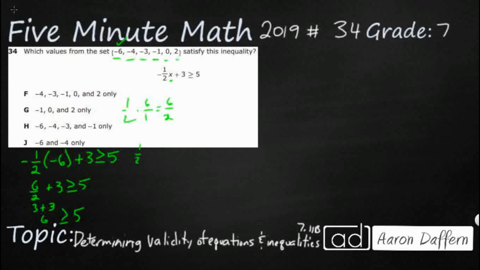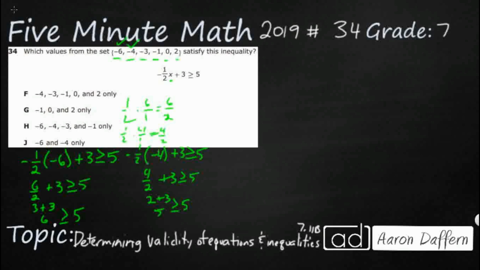We're going to do -1/2, and we're going to put our x as -4. And then we're going to just copy the rest. Plus 3 greater than or equal to 5. So once again, negative and negative makes a positive. So that's going to be 4 over 2, because it's going to be 1/2 times 4 over 1. Plus 3 greater than or equal to 5. So that's 2 plus 3, so that makes 5, which is barely greater than or equal to 5. So that one is good.